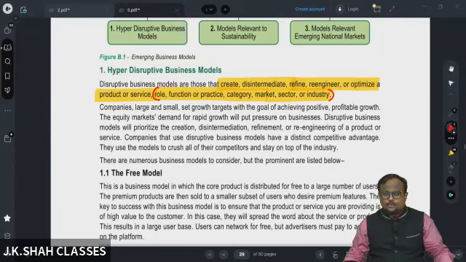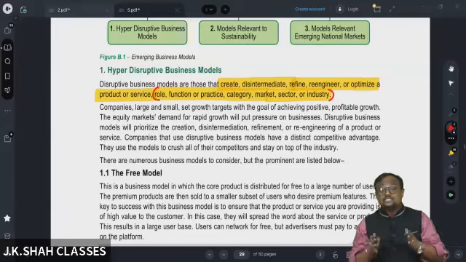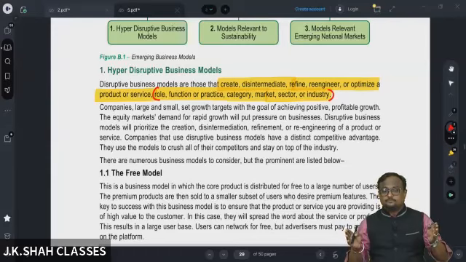Zomato, yes, you can say Zomato can also be called a highly disruptive model, but then earlier also there was home delivery possible from your nearby hotels. So with Zomato, the range has widened.